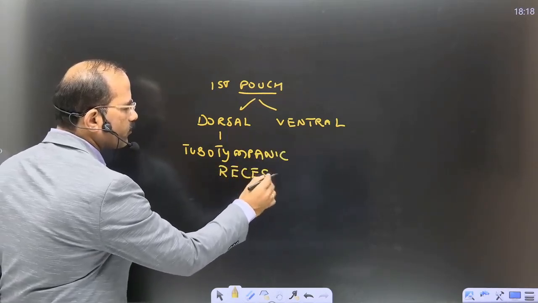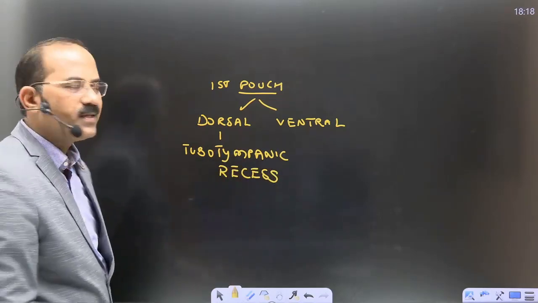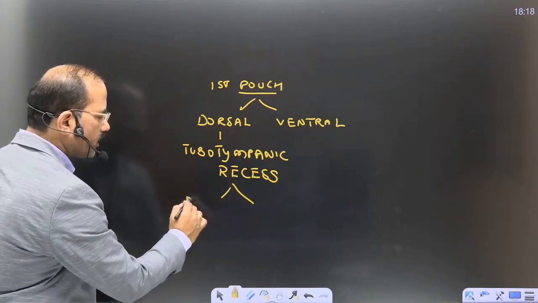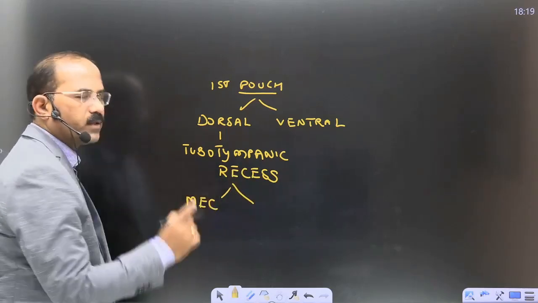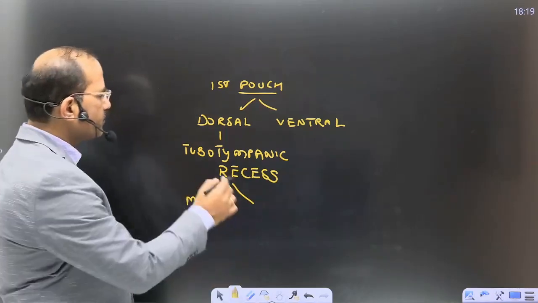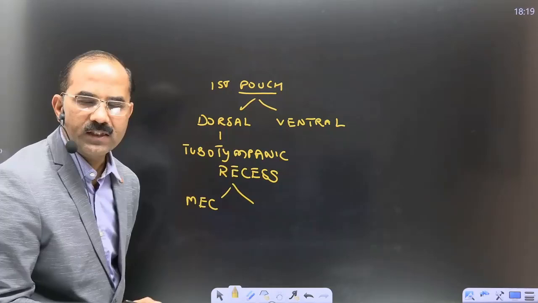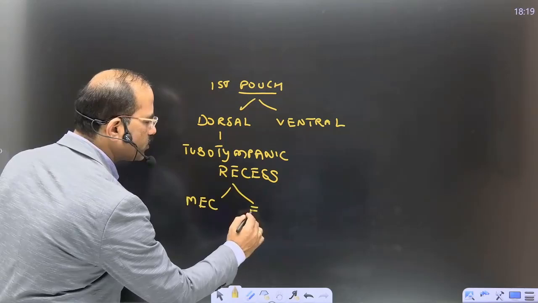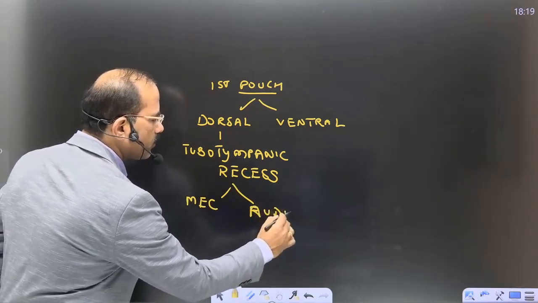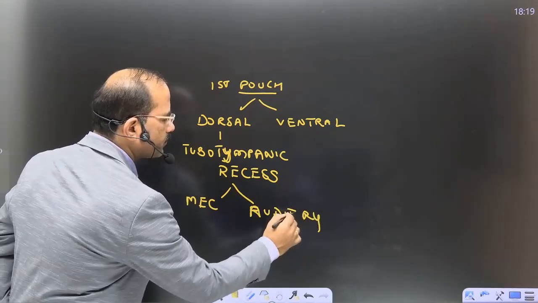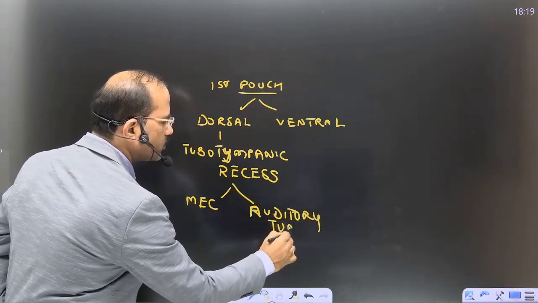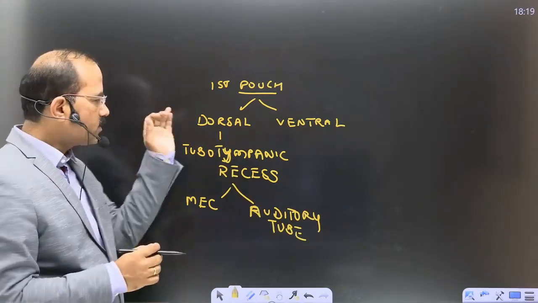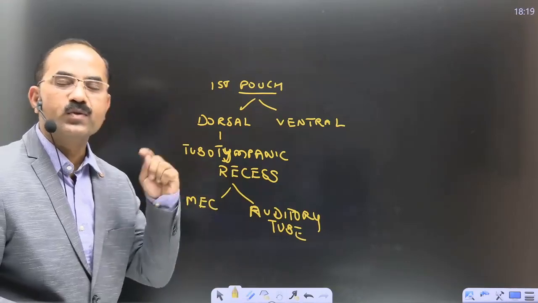So the dorsal forms what is known as the tubotympanic recess, and this tubotympanic recess will form two things. Number one, it forms the middle ear cavity. That's the tympanic cavity. The tympanic cavity is the middle ear cavity, and it forms a tube. What is that? Eustachian tube, or I'll write it as auditory tube. So the tubotympanic recess forms two things: one is the middle ear cavity, and one is the Eustachian tube.